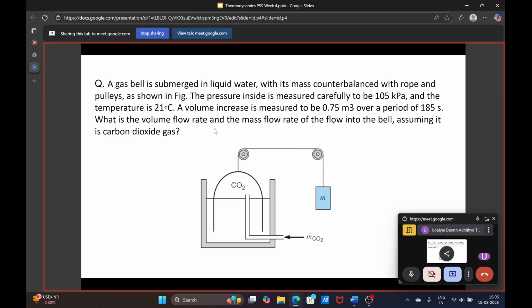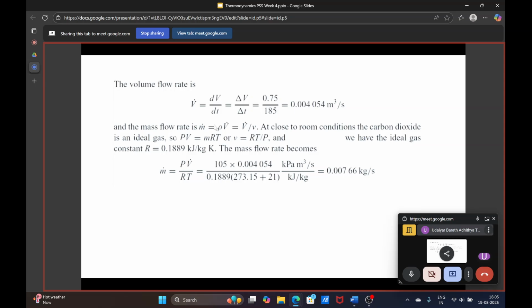So what we are saying is initially the pressure is 105 kilopascal and the temperature at that condition is 21 degrees Celsius, and you have seen that the volume increased is 0.75 meter cube over a period of 185 seconds. So with this we can find out the volume flow rate. Once we have found the volume flow rate, we have to find the mass flow rate next. So we'll see how to solve this.